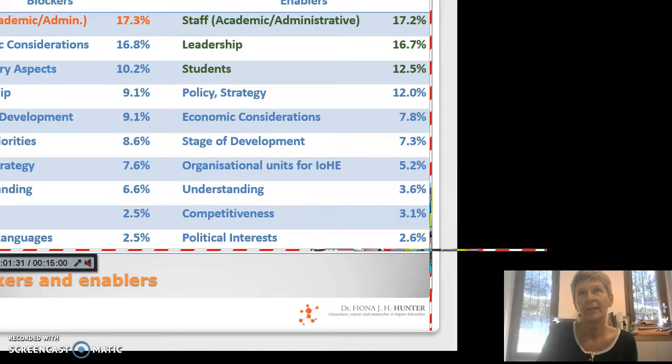So here you see it. In terms of enablers and blockers, the most likely group are staff themselves, so academic and administrative leadership. Therefore, any comprehensive strategy for internationalization should make an active effort to ensure that all staff become enablers of that process.